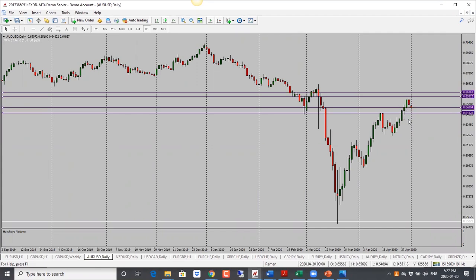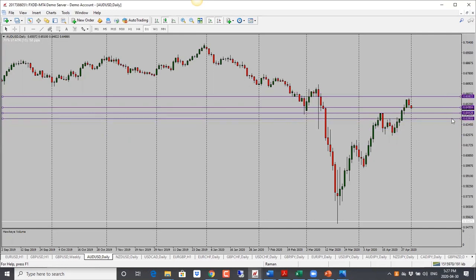We don't have a bearish engulfing candle just yet, but I am looking for a drop back towards 0.6440. And if it gets through that, second target is 0.6400. So bearish bias here for Aussie dollar.